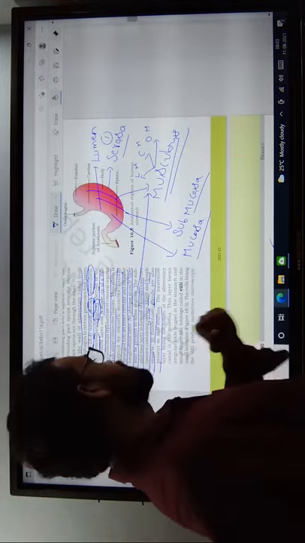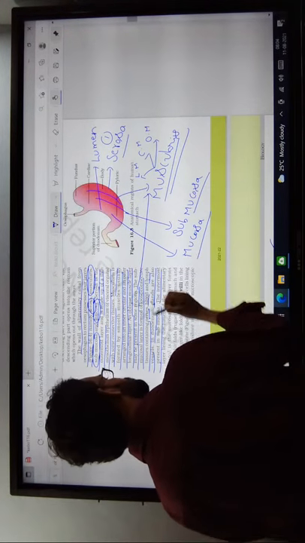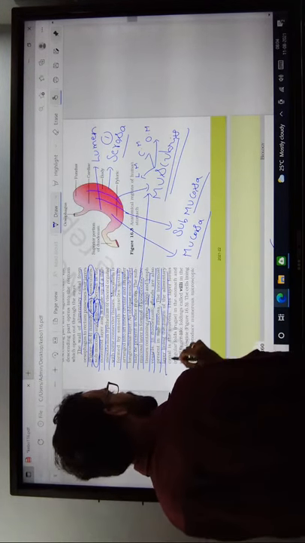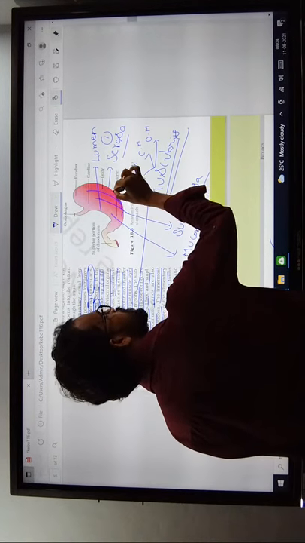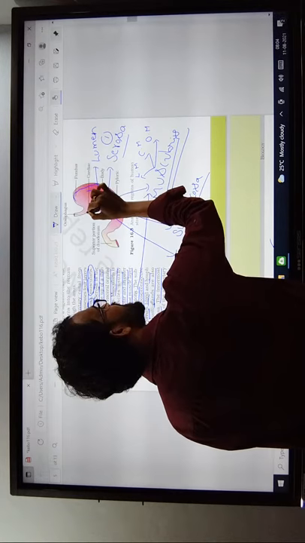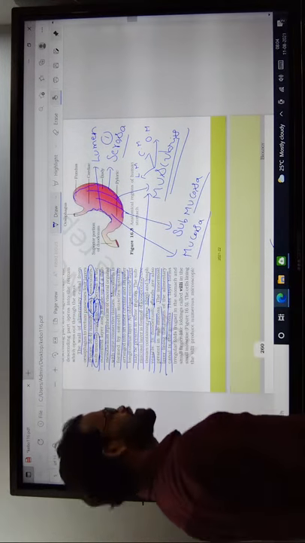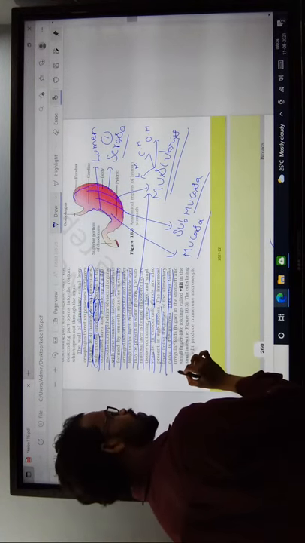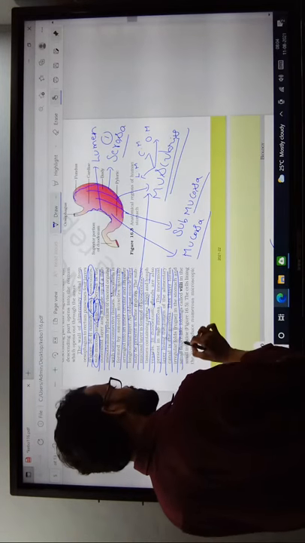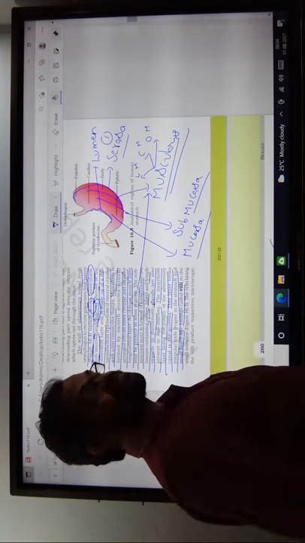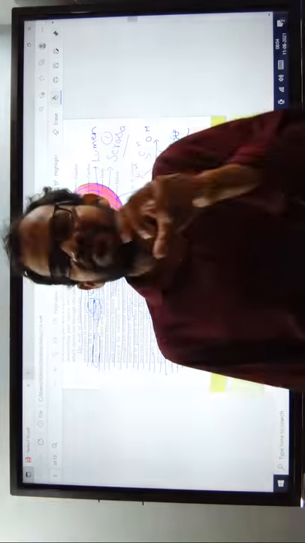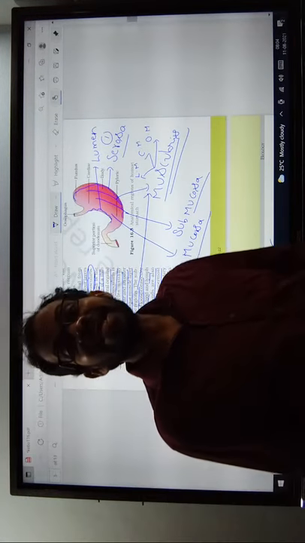What are the glands? Brunner's glands. The innermost layer lining the lumen of the alimentary canal is made up of the mucous membrane. The irregular folds inside the stomach are known as rugae.